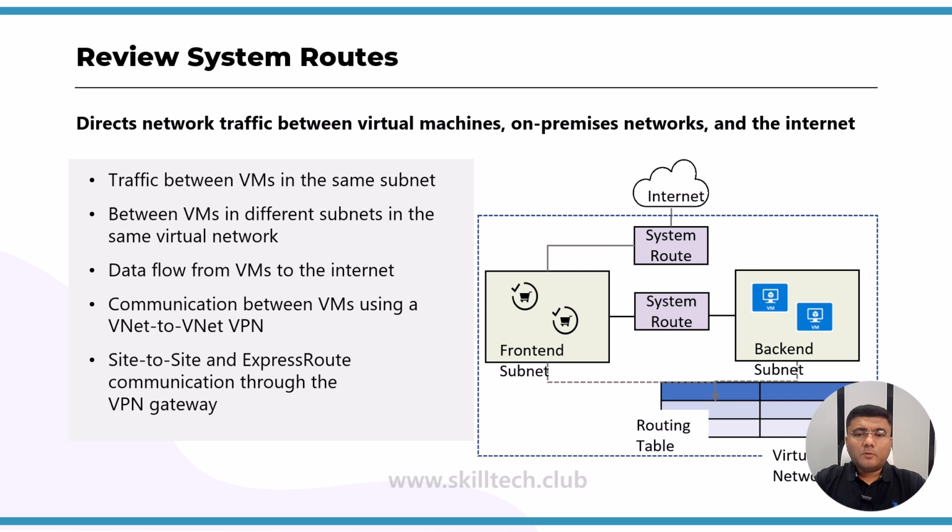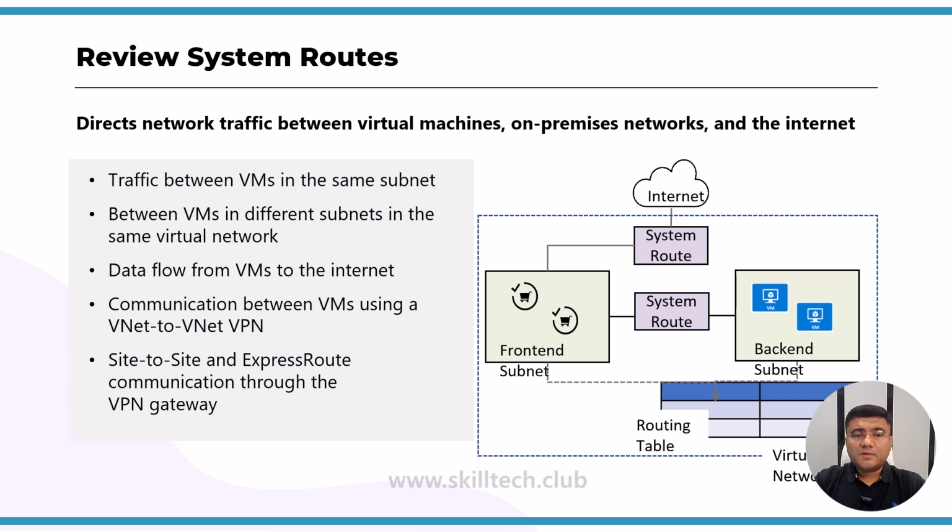Remember, Azure automatically creates system routes and assigns the routes to each subnet in a virtual network. So whenever you create a virtual network, and whenever you configure a subnet inside it, system routes are configured automatically by Azure. You cannot create a system route and you cannot remove a system route, but you can override some of the system routes with your custom route configuration. As you can see in the slide, we have front end and back end, two different subnets.